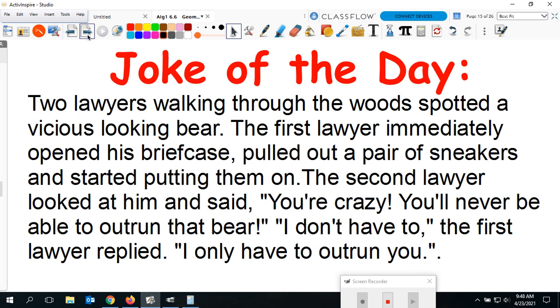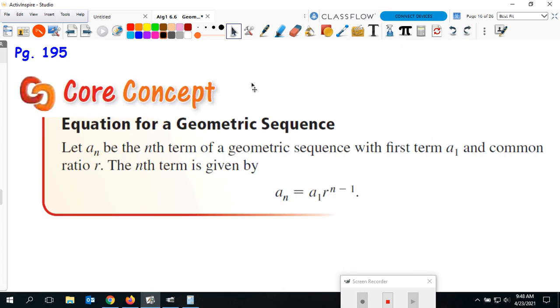All right, let's move on to our next core concept. So back on page 195. So here, now we're going to actually be looking at writing the model. So we're going to write a function model for these sequences. So far we've just kind of been looking at like 4 numbers in a row, a sequence of numbers. And we've been noticing that they're geometric. So now what we're going to do is we're going to take that sequence and we're going to put it into a function model like this right here.